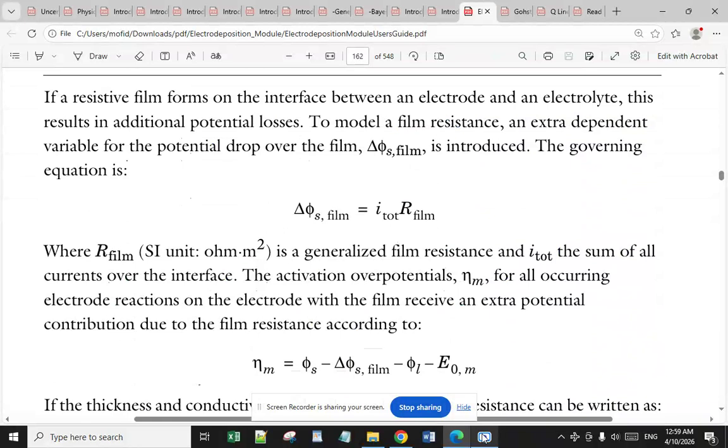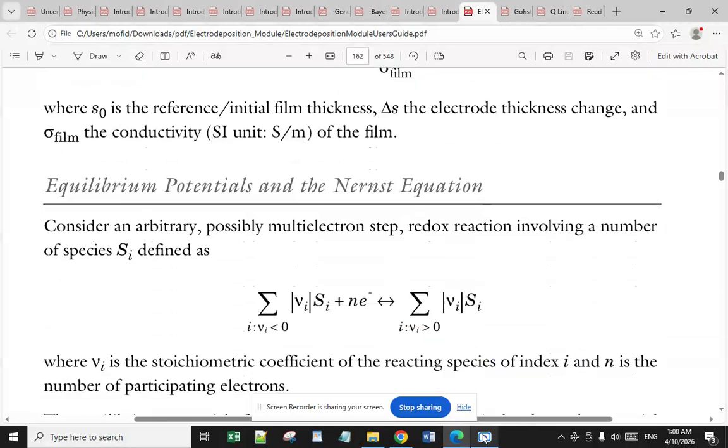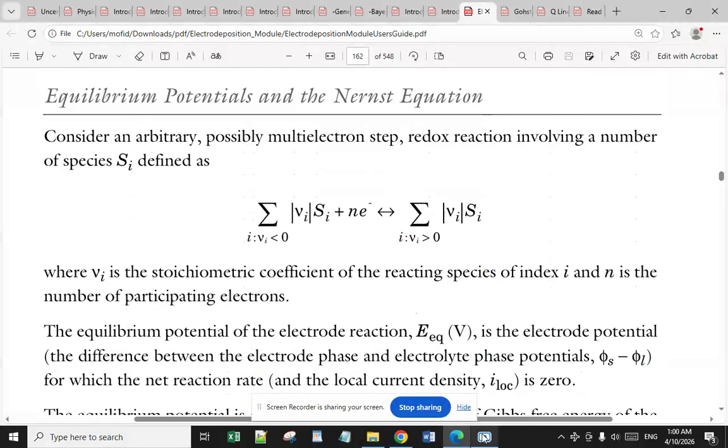The activation overpotentials eta_m for all occurring electrode reactions on the electrode with the film resistance include an extra potential contribution due to the film resistance according to the blue formula. If the thickness and conductivity of the film are known, the resistance can be written as the following formula. R_film is equal to (s_0 plus delta s) divided by sigma_film, where s_0 is the reference initial film thickness, delta s the electrode thickness change, and sigma_film the conductivity of the film, SI unit siemens per meter. Now I'm going to go through the equilibrium potentials and the Nernst equation.